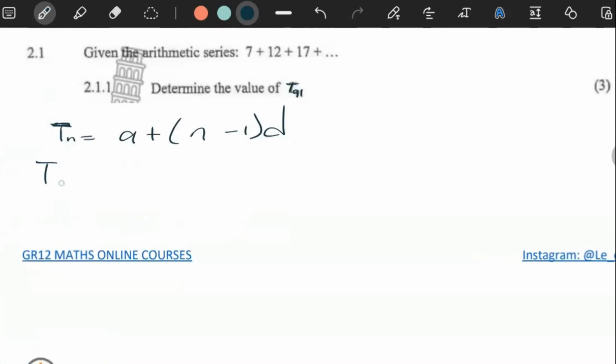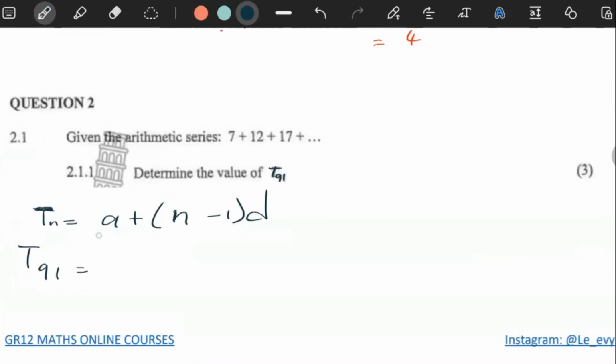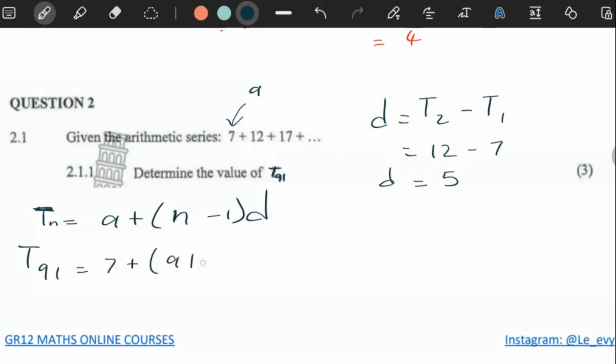So we are looking for term 91. It means wherever we see n, we have to put 91. A, we know it represents the first term. And then d is the common difference between any two consecutive terms. So here we have 12 minus 7, which is 5. That's our value of d. So we have a, we have d, and we have n. So a is 7, n is 91, d is 5. 91 minus 1 is 90. So we have 7 plus 90 times 5, right? What is 90 times 5?